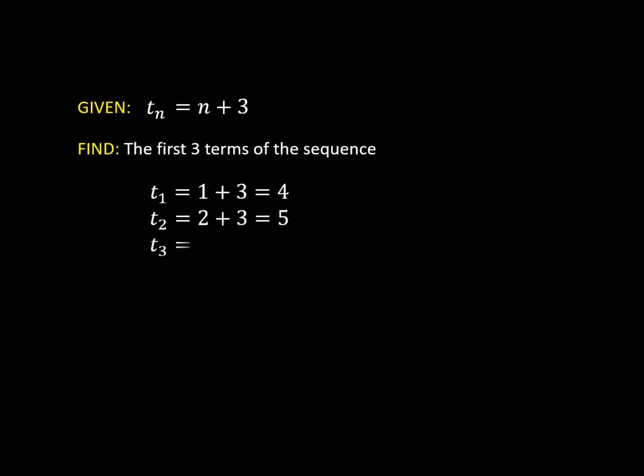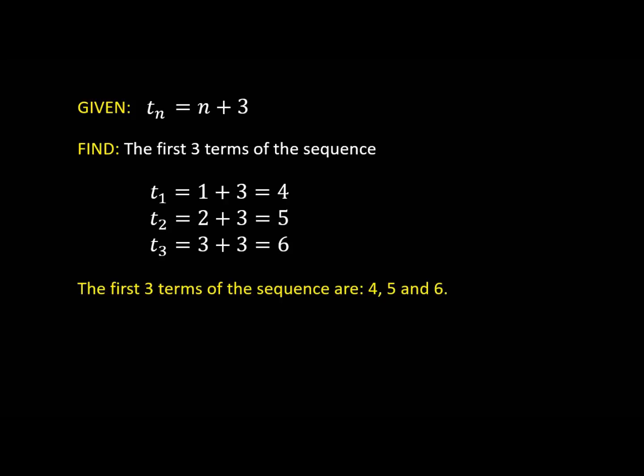And finally, T3 is equal to 3 plus 3, which is equal to 6. And there we have our first three terms. So the first three terms of the sequence are 4, 5 and 6. Now it doesn't get any simpler than this, and if you see this question on your SSC board exam, you should really be happy and you should get full marks on such a thing.